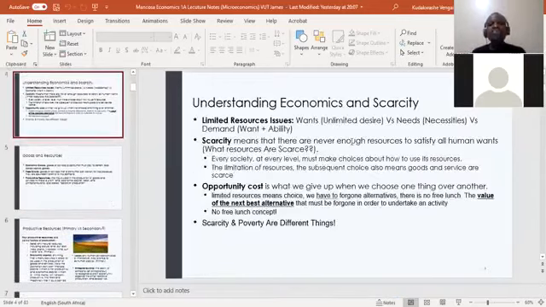Okay, we'll go back to our definitions. I think we are done with limited resources here. Then scarcity, I've already explained what scarcity is all about, where I said that it's about the limited nature of our resources. Then the next definition now is opportunity cost. Opportunity cost is enshrined in what we call trade-offs, or in the relationship between unlimited wants and scarcity.